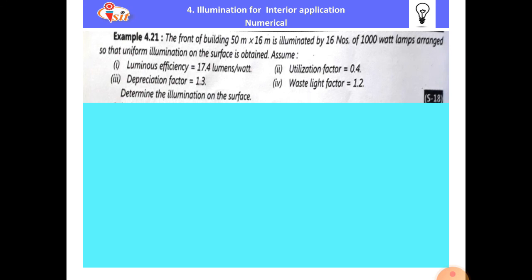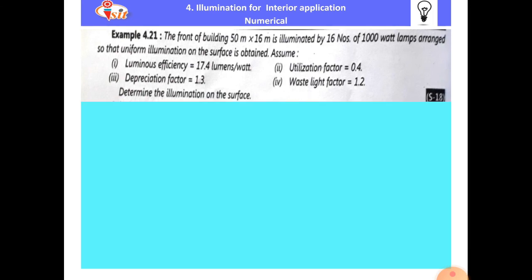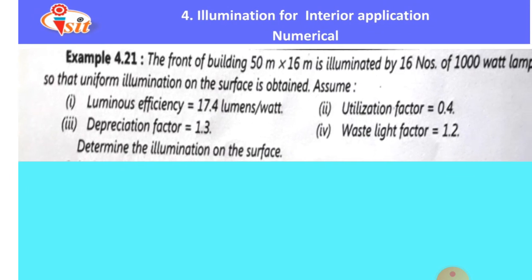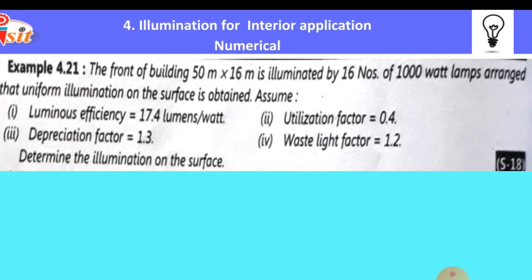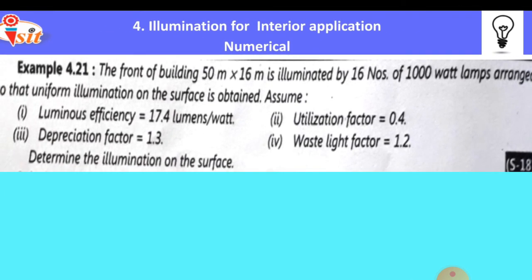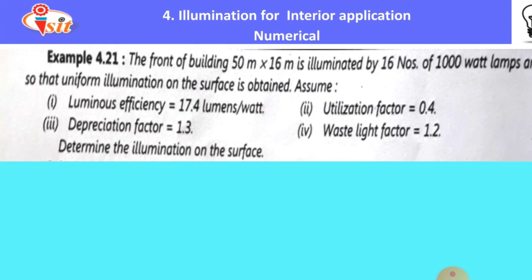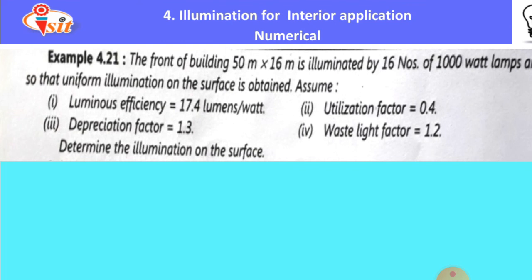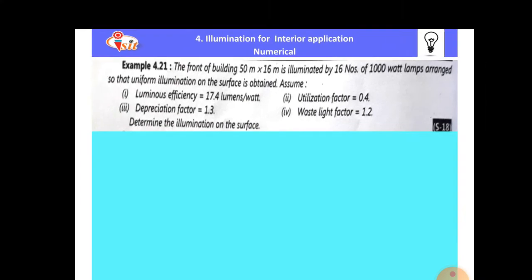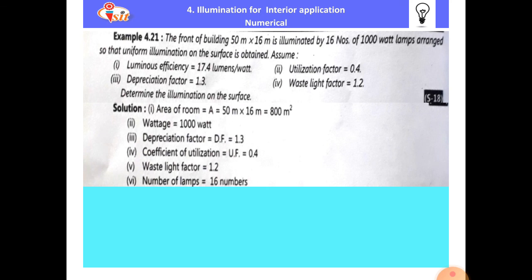Now the last problem: a front of building 50 meter by 16 meter is illuminated by 16 lamps of 1000 watt arranged so that uniform illumination on the surface is obtained. Assume luminous efficiency is 17.4 lumens per watt. Utilization factor is 0.4, waste light factor is 1.2, depreciation factor is 1.3. Determine illumination on the surface. So this is the data given.